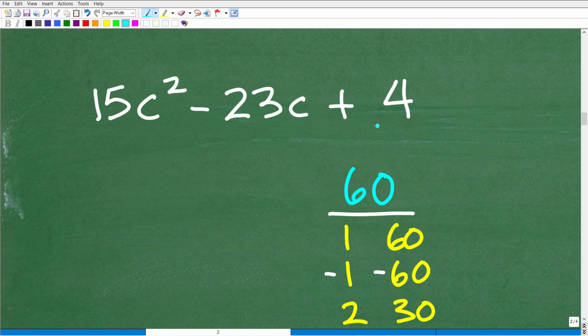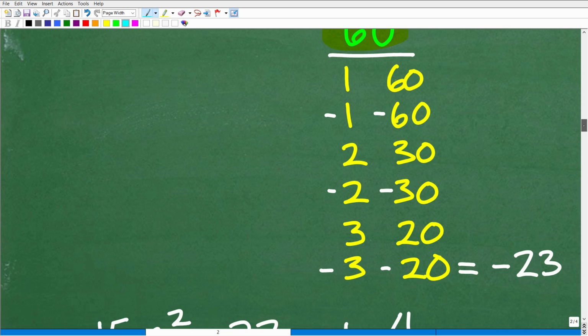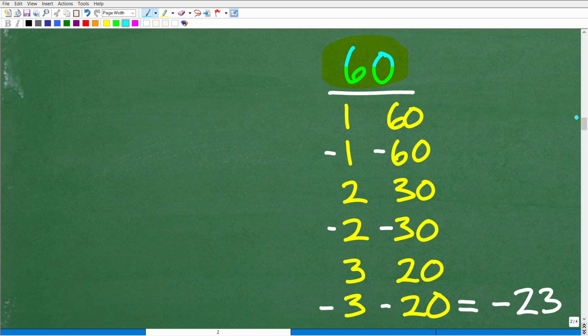So the first thing is your quadratic trinomial needs to be in standard form, highest to lowest power. So we have 15c squared, c, and 4. Now what you're going to do is take your leading coefficient, this number, and multiply it by the last number, and we need to be aware of the signs. So 15 times 4, a positive 15 times a positive 4, is what? Positive 60. So now you're going to start listing the factors of 60.